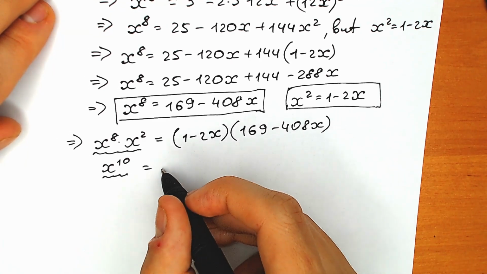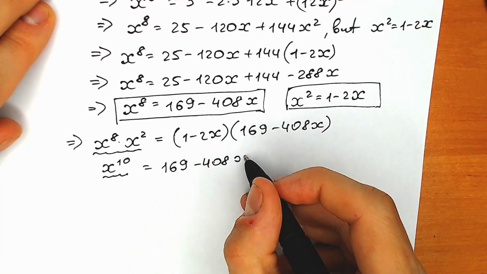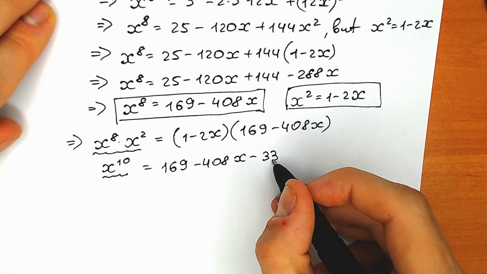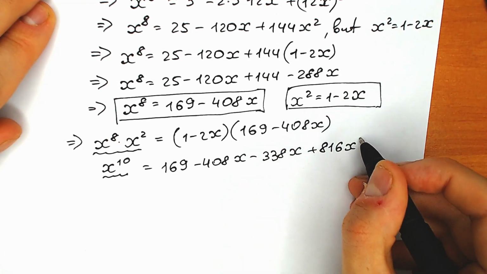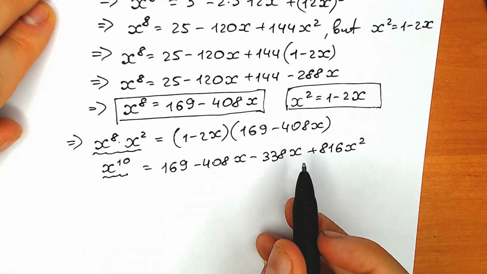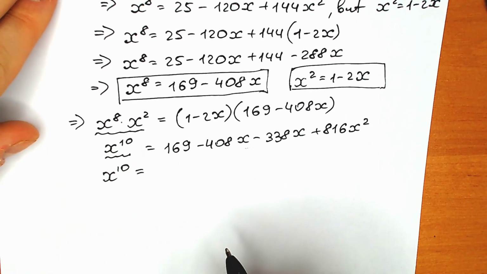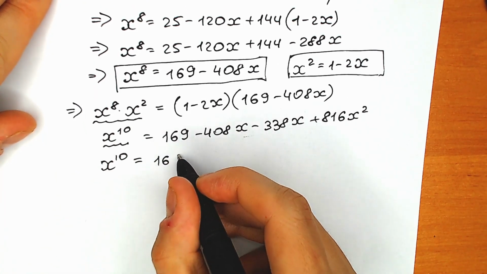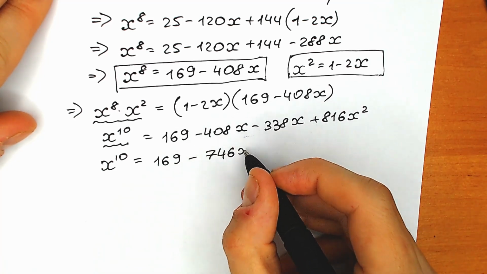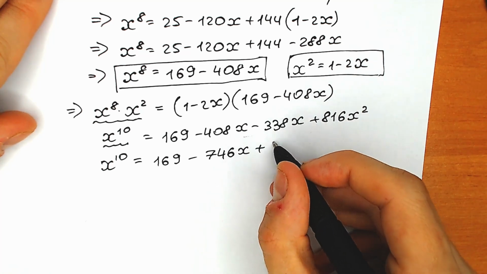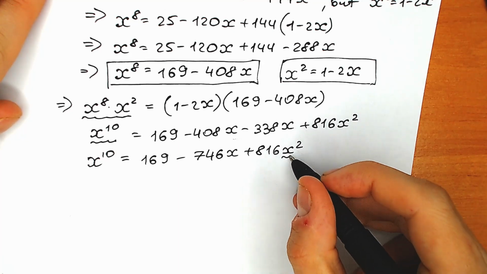Right now let's multiply these two parentheses. What do we have as a result? We will have 169 minus 408 times x minus 338x and plus 816x squared. Right now let's add the x's, let's subtract them. So as a result we have x to the 10th power equal to 169 minus 746x and plus 816x squared.